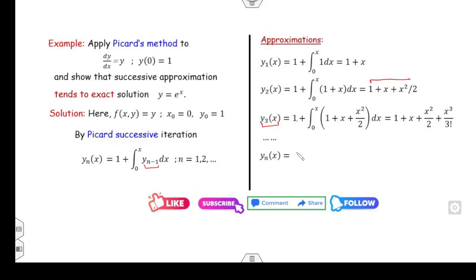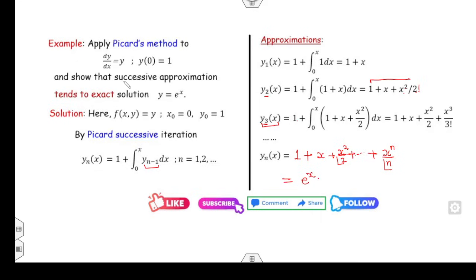And similarly, if you move further, you can see for y2 it is x square divided by 2 factorial, y3 is x cube divided by 3 factorial. And if it is xn, you can say this term is x^n divided by n factorial. And you will be surprised to see, whose series is this? This series is nothing but e raised to power x up to finite terms.